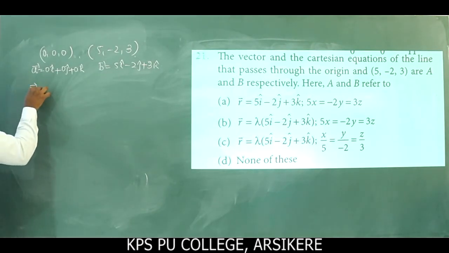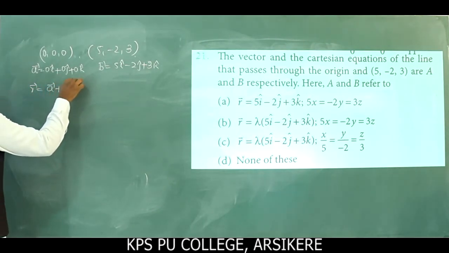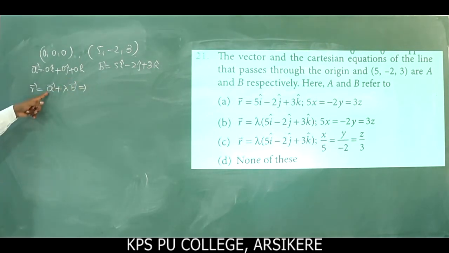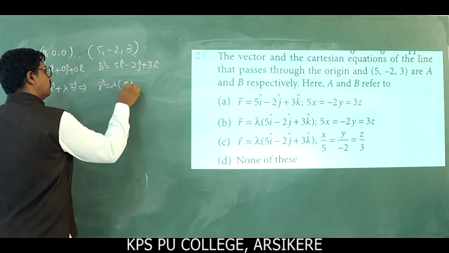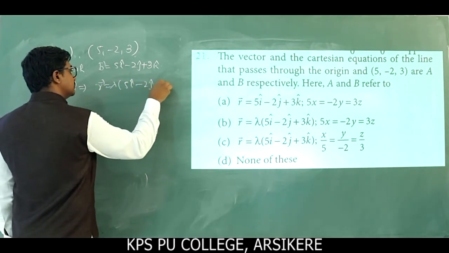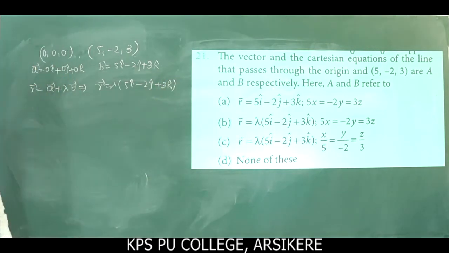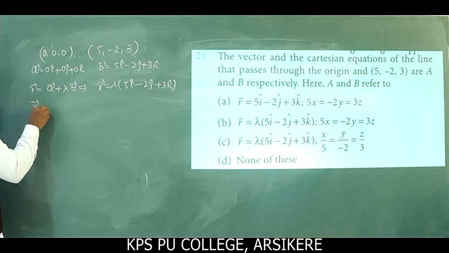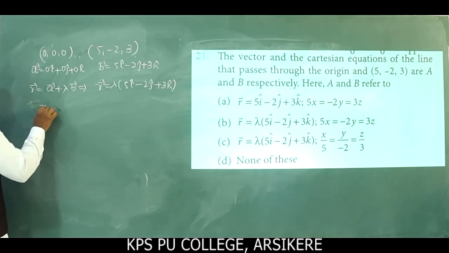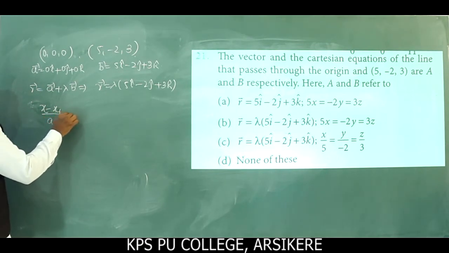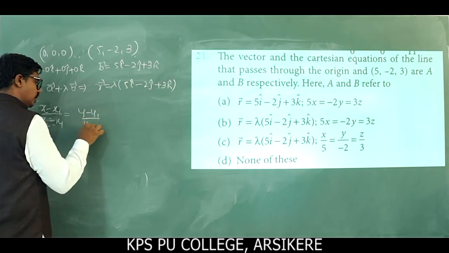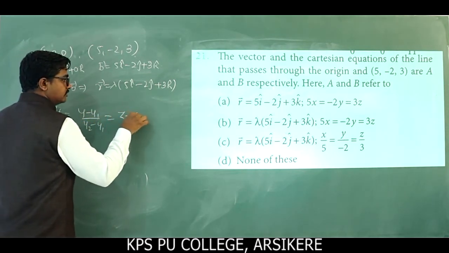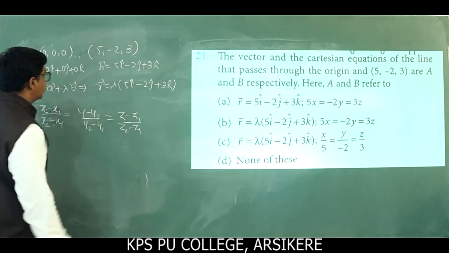First, the vector equation: vector r is equal to vector a plus lambda into vector b, which implies there is no vector a, right? a becomes 0. So therefore vector r can be written as lambda into 5i minus 2j plus 3k, right? And the Cartesian equation: x minus x1 by x2 minus x1 is equal to y minus y1 by y2 minus y1 is equal to z minus z1 by z2 minus z1. Replace the points there.